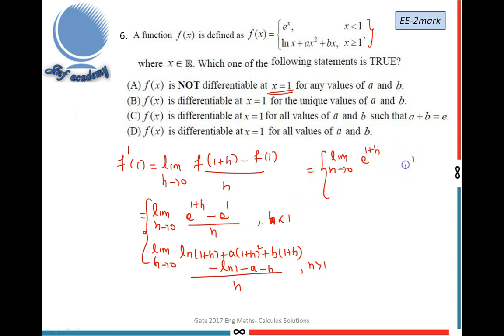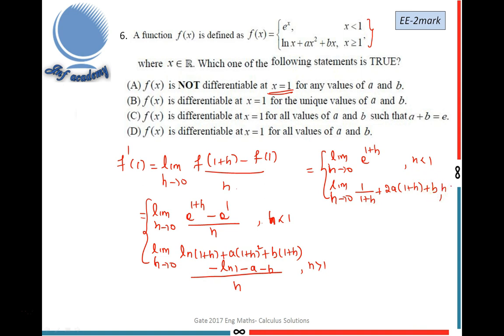Second condition, this is h less than 1. The second condition is these three values are constant. This is only differentiable. So limit h tends to 0, the derivative of log of 1 plus h is 1 by 1 plus h, a into 1 plus h whole square is 2a into 1 plus h, and b into 1 plus h is plus b, divided by, these three are constant so value is 0, and divided by 1 because h differentiation is 1.